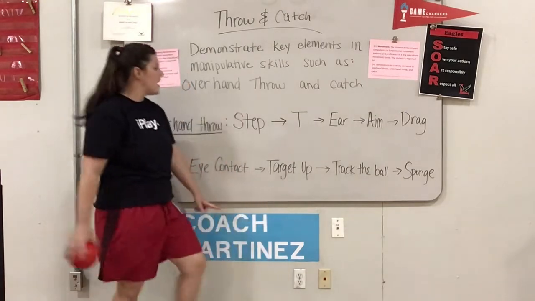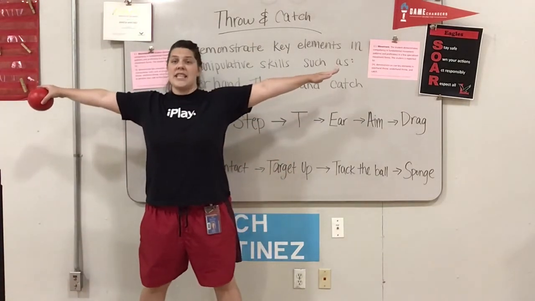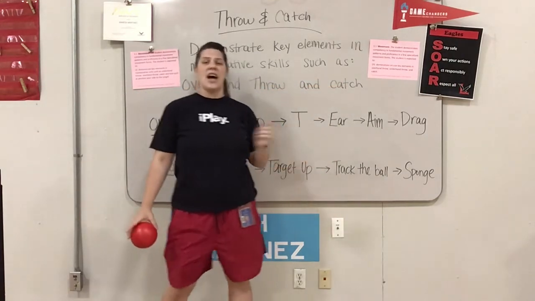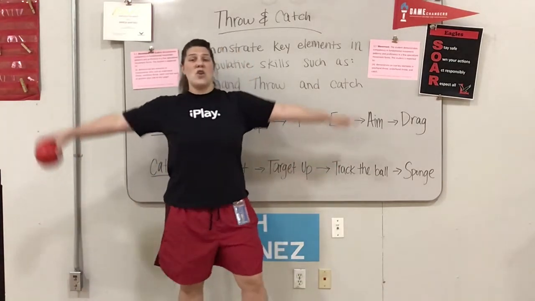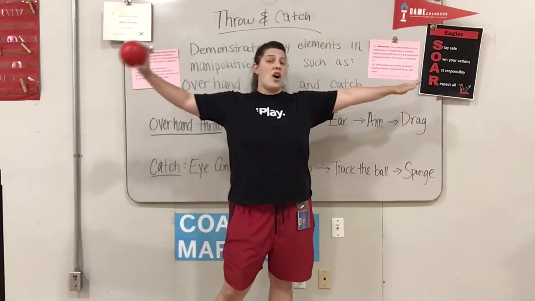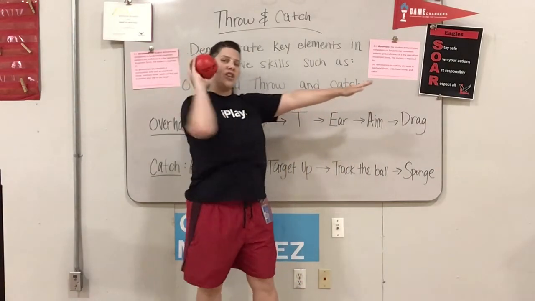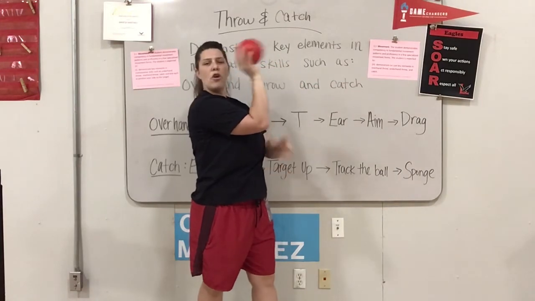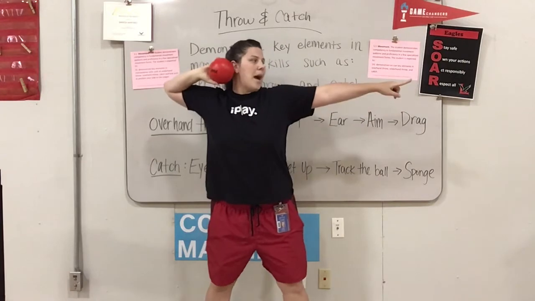That's step. The word tee means that you make your body like a tee, and turn to the side of where your target is. I'll show you what that looks like in just a second. Ear means that when you were just in a tee, you're gonna bend your arm so it's by your ear, making sure that elbow stays up high. You don't want it down low. This is how preschool throws, like a three-year-old would throw with their elbow in front. So keep that elbow up, back behind you.